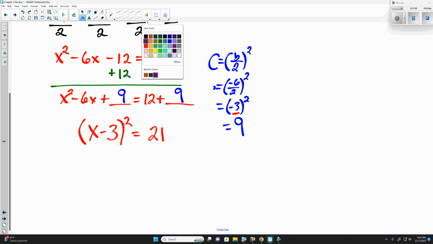So we're trying to factor this here. And it works out that the number that goes in there is the number we had inside the parentheses before we squared it in finding c. It's kind of the shortcut method for factoring.